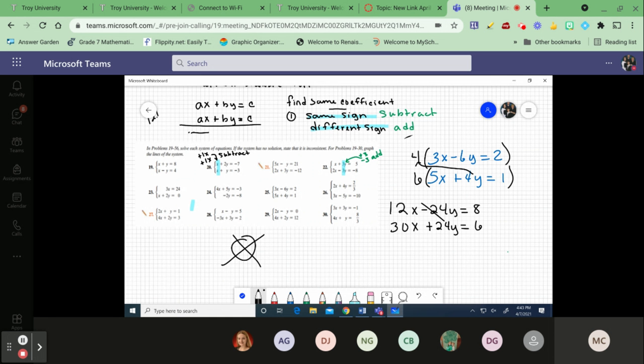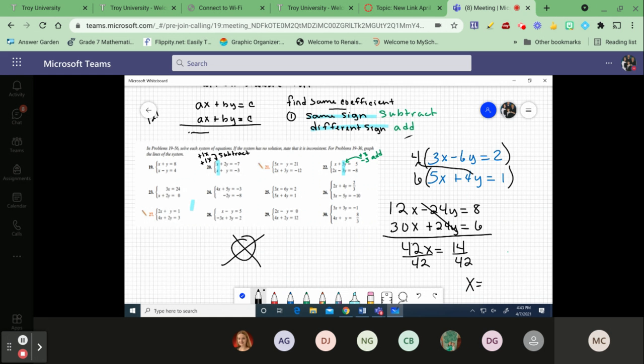All right, my 24y's, they're gone, right? And I get 42x, not 32, is equal to 14. Boy, this section likes those fractions, doesn't it? All right, I'm going to divide by that 42. And it's not going to divide, but it will simplify.